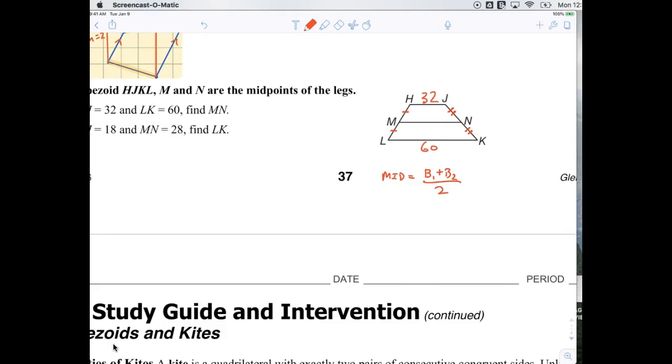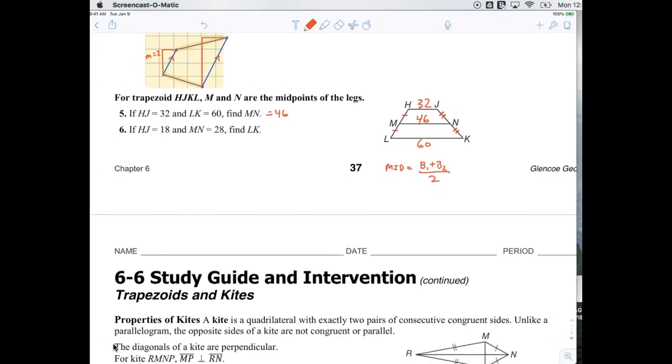So it's just the average. So 32 plus 60 is 92. 92 divided by 2 is what? 46. All right. Anybody have any questions with that? MN would equal 46. Am I good? All right, now let's talk about HJ.